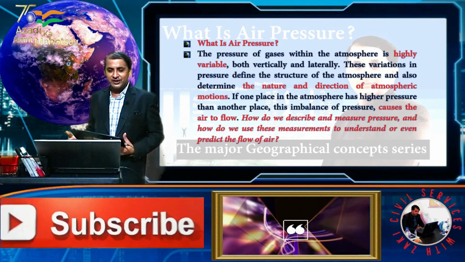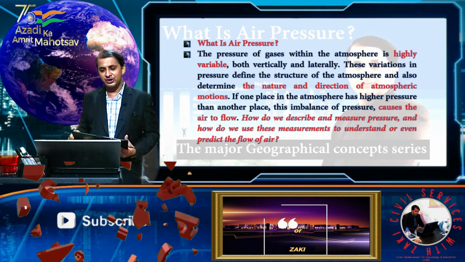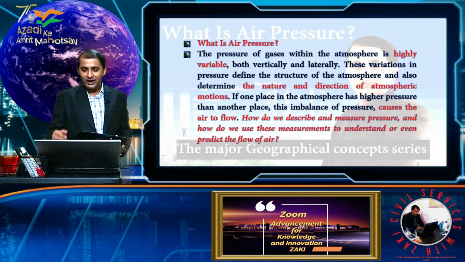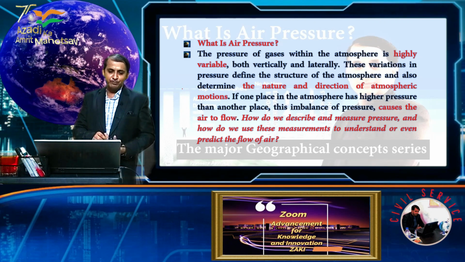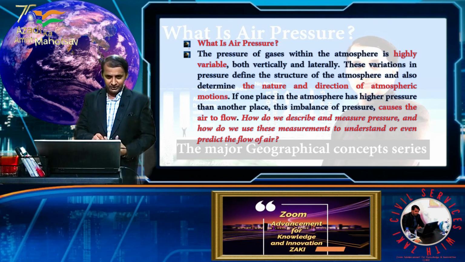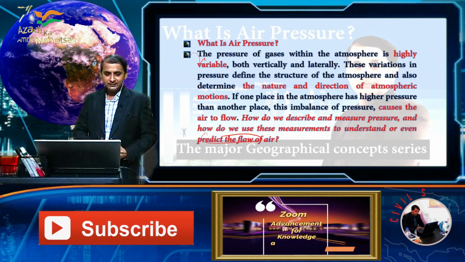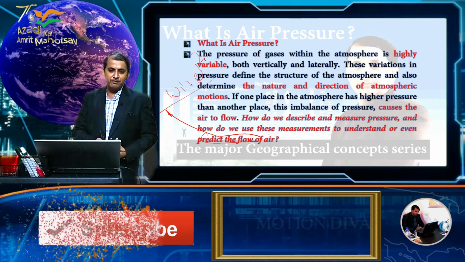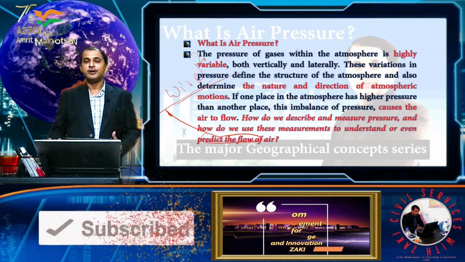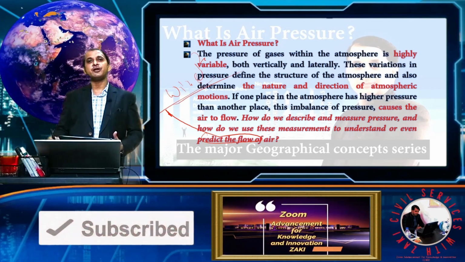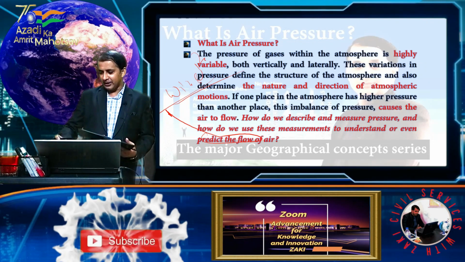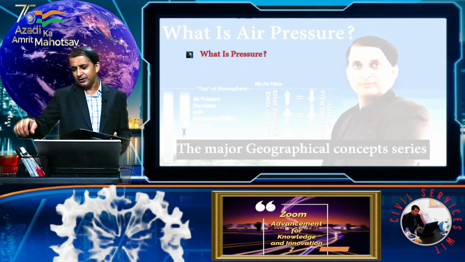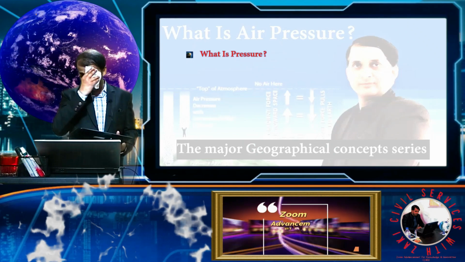How do we describe and measure pressure, and how do we use these measurements to understand or even predict the flow of the air? It means wind. So flow of the air means wind. Wind plays an important role in our atmospheric circulation system. So let's move forward and see what is pressure. First of all, we need to know what is pressure.